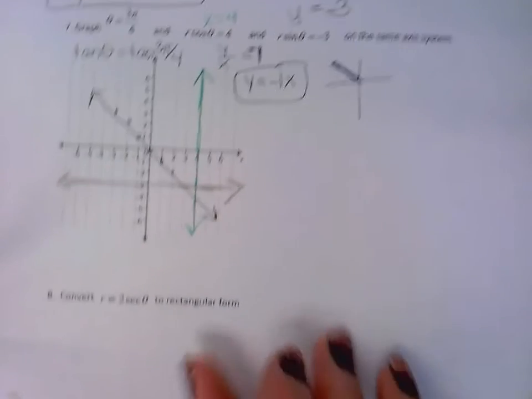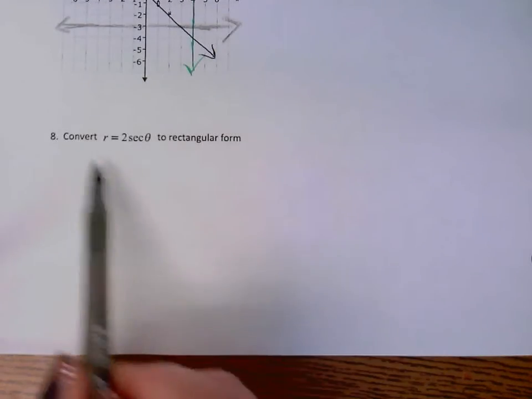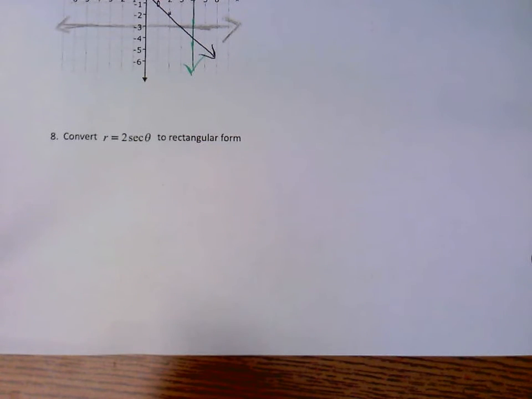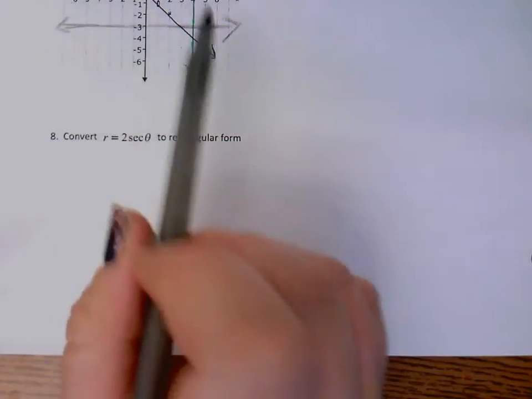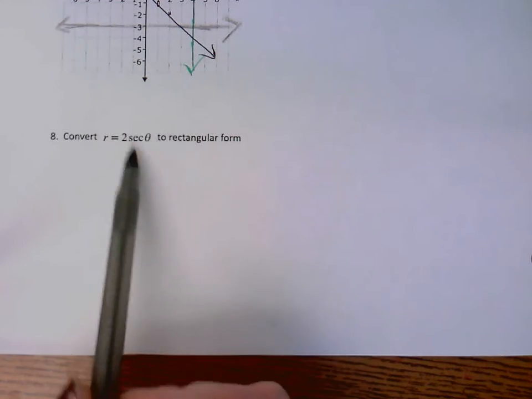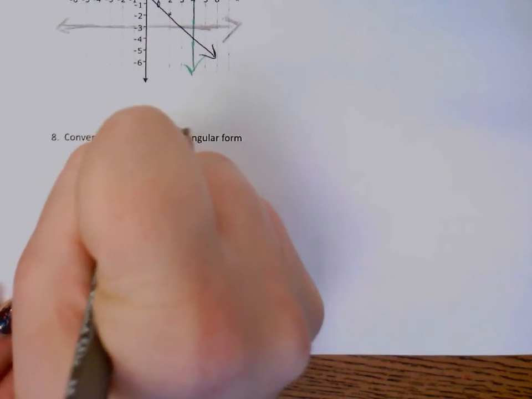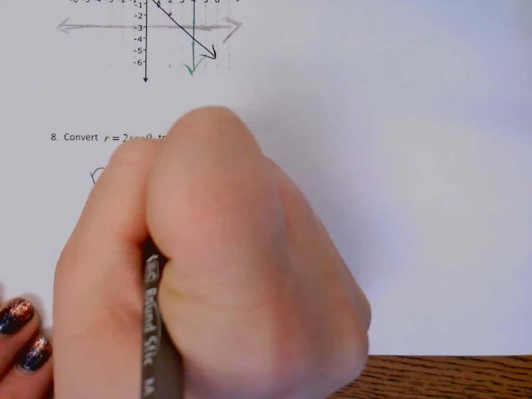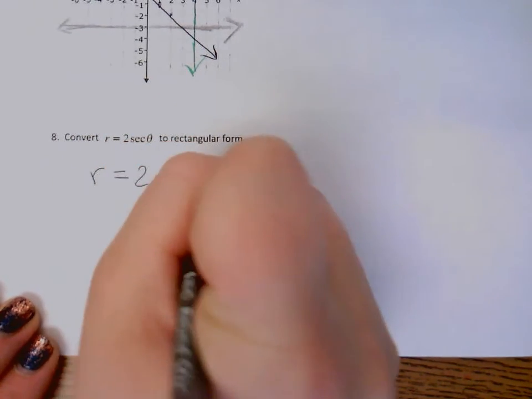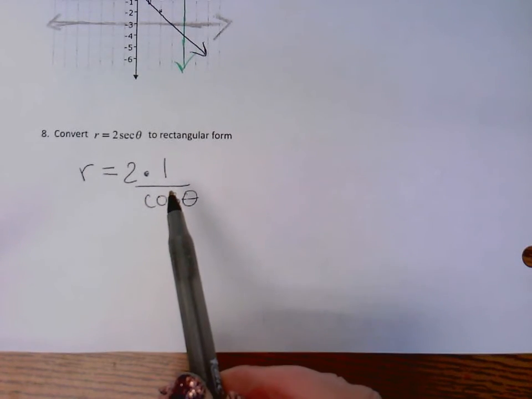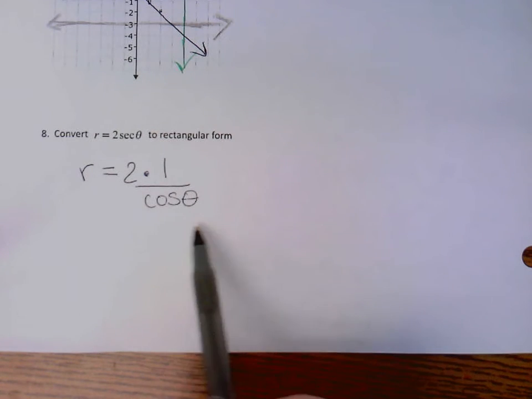So what would be my first step in order to get this into rectangular form? What relationship does secant have to cosine? Remember, they're reciprocals of each other. Secant is 1 over the cosine. We haven't spent a lot of time on trig this year, so this is one I probably wouldn't ask you to be able to do on your own. But my first step, this is 2 times 1 over the cosine of theta.